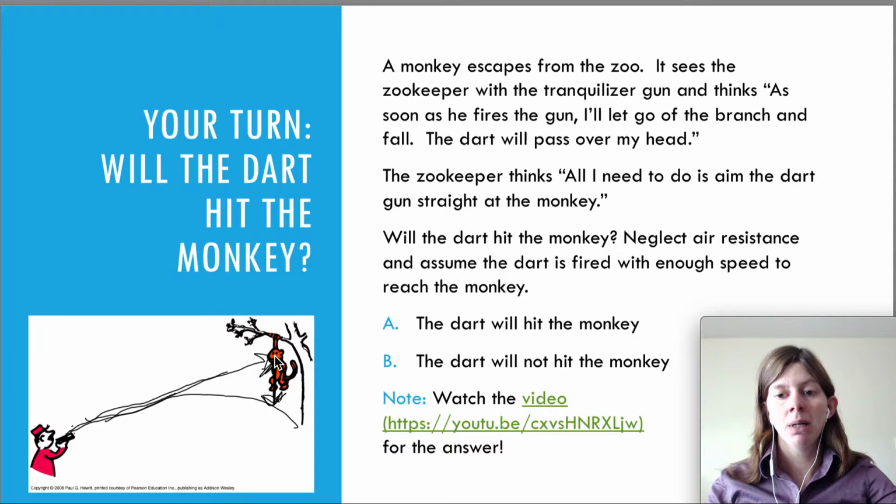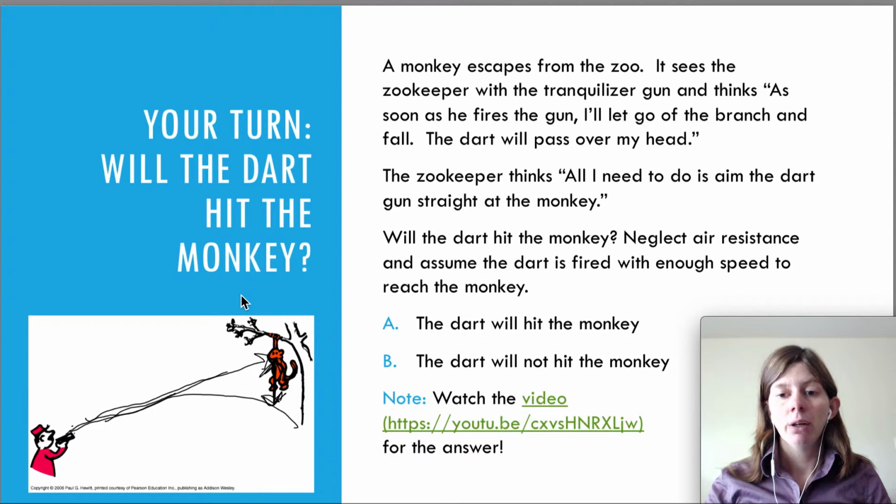And guess what? The monkey fell at the same exact time that the dart was released. So that means that the monkey was in the air for the exact same amount of time as the dart. So that means that the monkey will fall that same exact distance and the monkey will actually get hit. So this concludes this video on projectile motion.